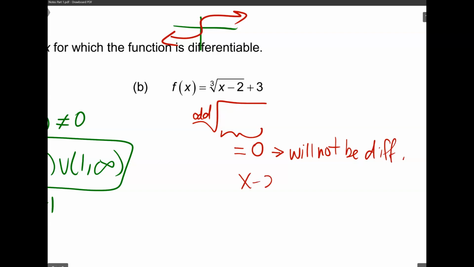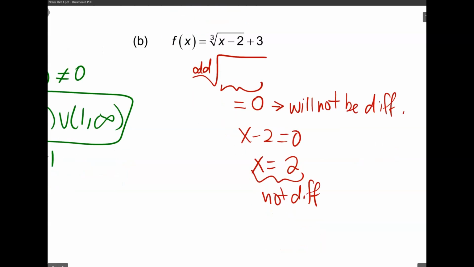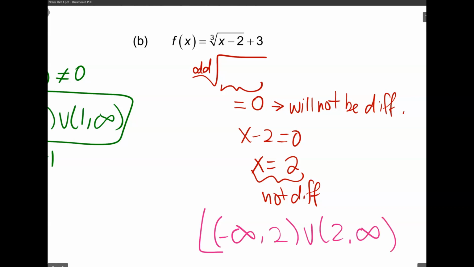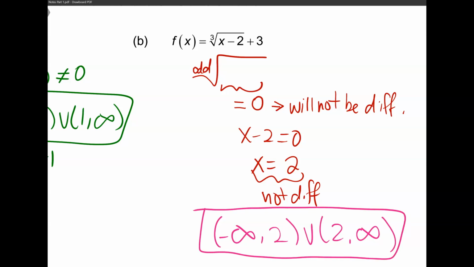So if I take x minus 2 equal to 0, I see at x equals 2 is where it will not be differentiable, because that's where I'll have a vertical tangent. That's where I'm hitting this point right here, and it looks like I'm having a vertical tangent at that point. So if that's the place it's not differentiable, all I have to do is list out everything that is not that point. Literally, what I'm trying to do is list out all values of x where it's differentiable. As long as we exclude the values of x where it's non-differentiable, we'll be good.